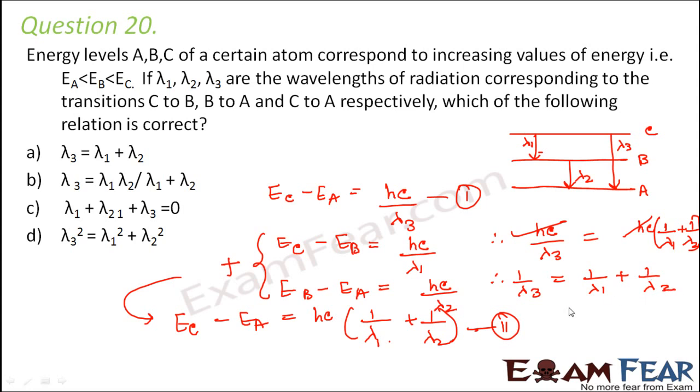Now, let us solve this further. So, we can say that lambda 1 plus lambda 2 divided by lambda 1 lambda 2, or we can say lambda 3 is equal to lambda 1 lambda 2 divided by lambda 1 plus lambda 2. So, the correct option is B.